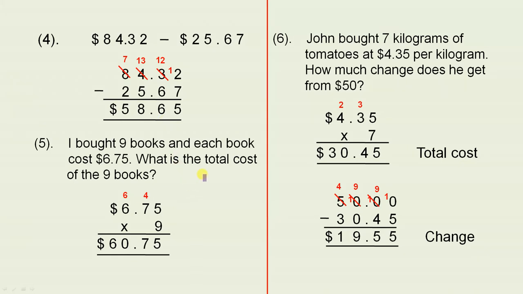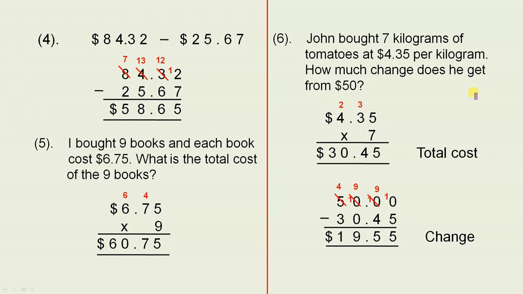Now with worded problems, the trick is to read the problem carefully and you must decide what has to be done. I bought 9 books and each book costs $6.75. What is the total cost of the 9 books? It makes sense that we have multiplication involved here. So it's $6.75 times 9. We do the normal multiplication with the normal trading and we end up with $60.75.